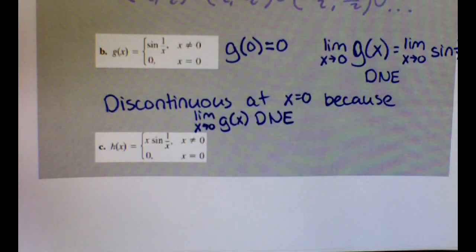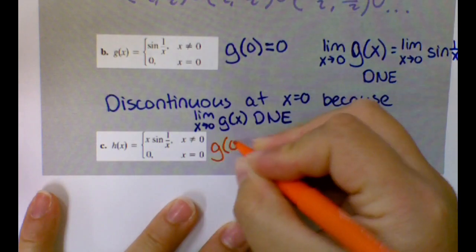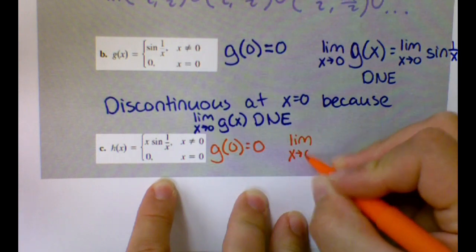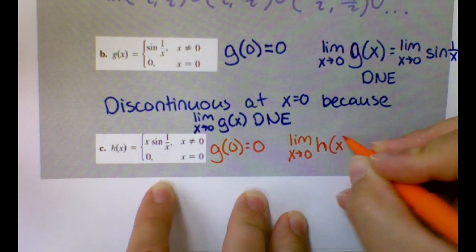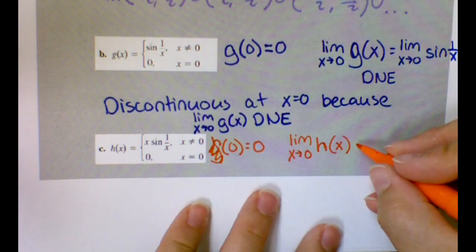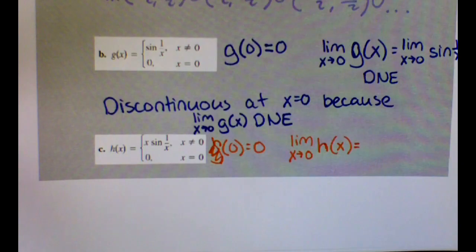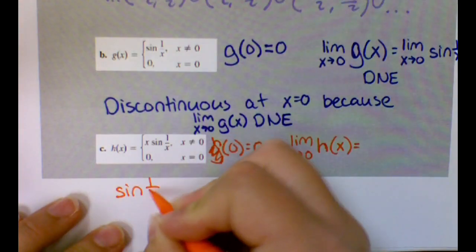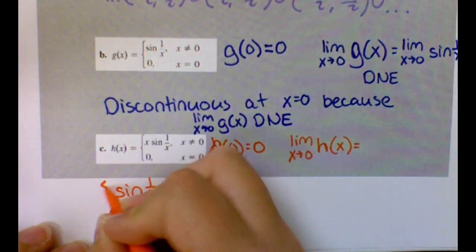And then h of x. For h of x, we're actually going to use the squeeze theorem. So we start off by checking, does h of 0 exist? Yes, it does. It's 0. Now we need the limit as x approaches 0 of my function, h of x. So we can't evaluate this just straightforwardly. But we do know that sine always gives us a value between -1 and +1. So the sine of 1 over x, no matter what's inside here, is between -1 and +1.